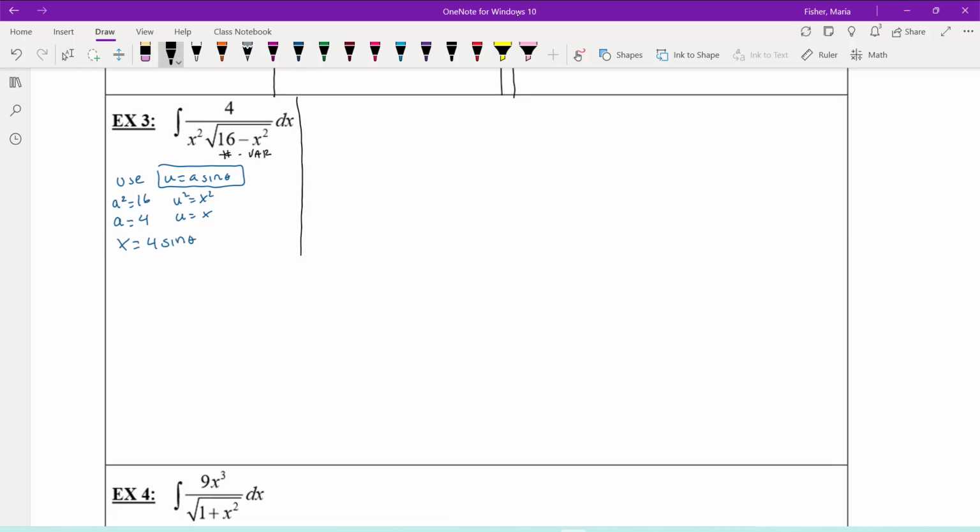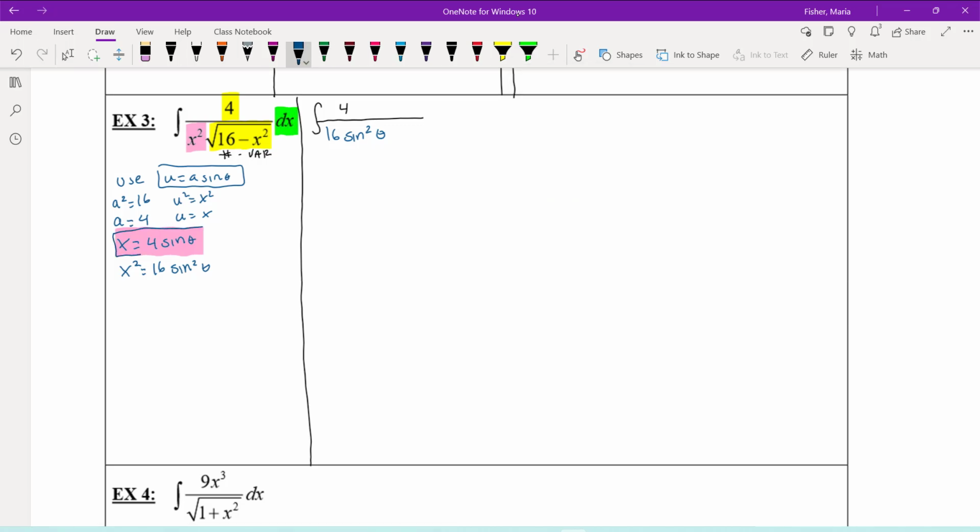Now I'm going to have to rewrite this whole integral, instead of as an integral in x's, as an integral in thetas. If I start off here, 4 is just 4, I leave it alone. I'm going to have to get rid of this x squared. If x is equal to 4 sine theta, then x squared would equal 16 sine squared theta. So here I'll write 16 sine squared theta. I always use a triangle for this other piece, so I'm going to do that in a second. For the other piece right here, I always just take the derivative.